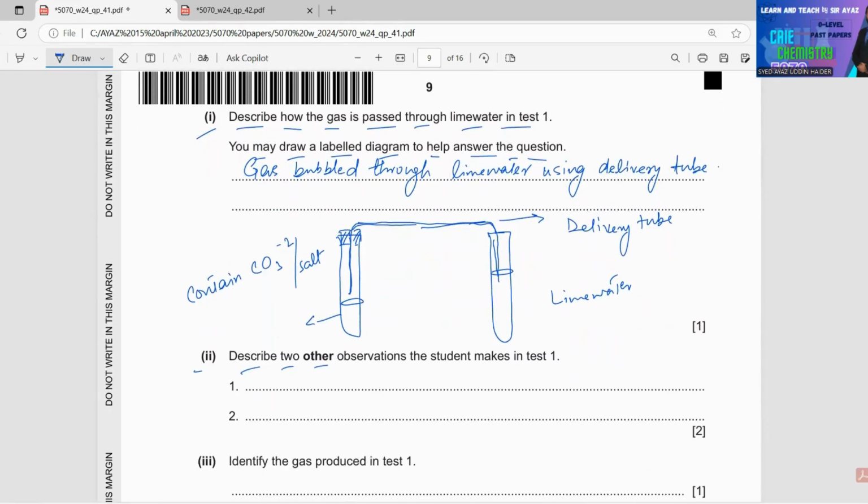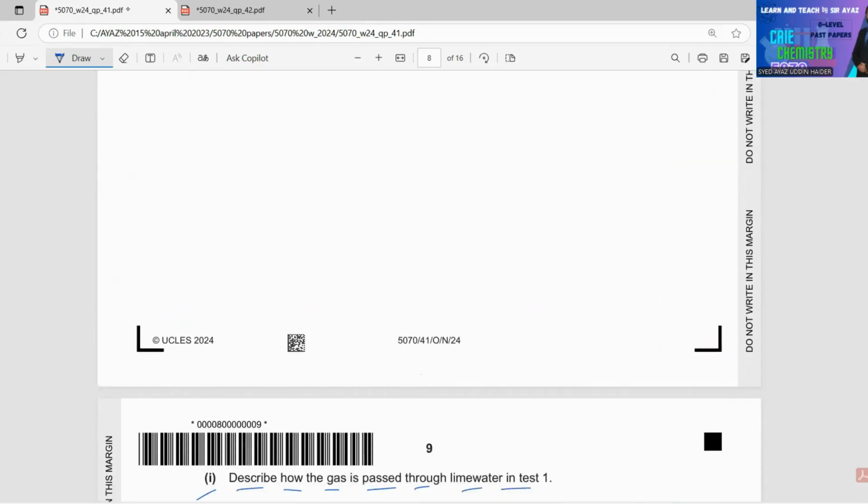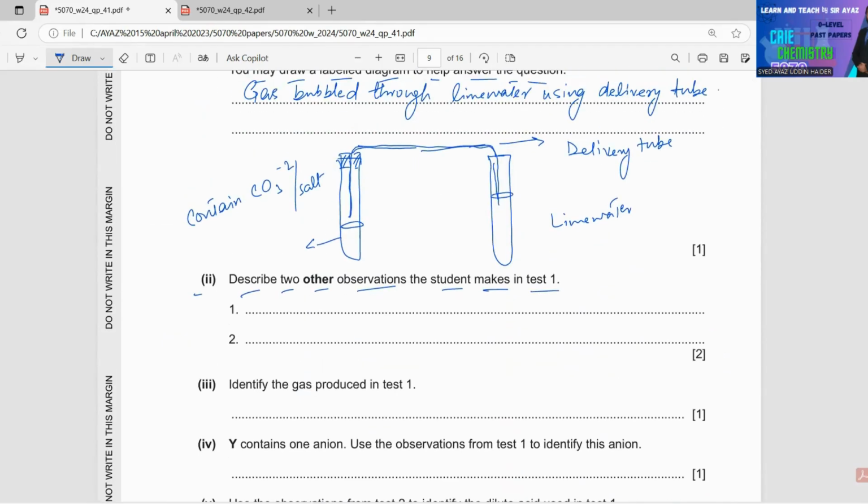Number 2, describe 2 other observations the student makes in test 1. In test 1, the reaction is between carbonate ion and dilute acid. So the other observations: it must be bubbling due to the production of carbon dioxide gas. So you write bubbling or effervescence.